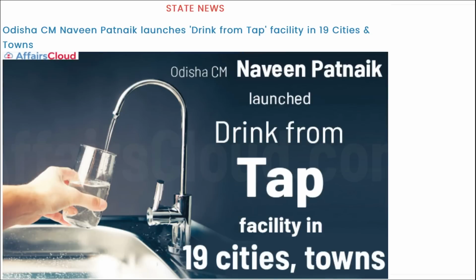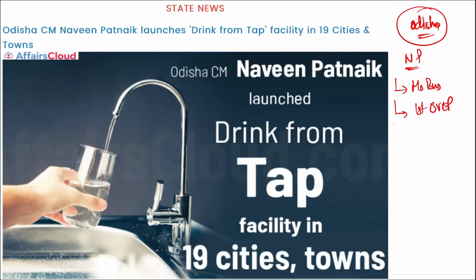Next we are talking about Odisha state. First of all, tell me who is the chief minister here? Naveen Patnaik. Then MoBus service is here. Here only first Olympic Values Education Program was launched. Here only first Tribal Health Observatory Center is located.